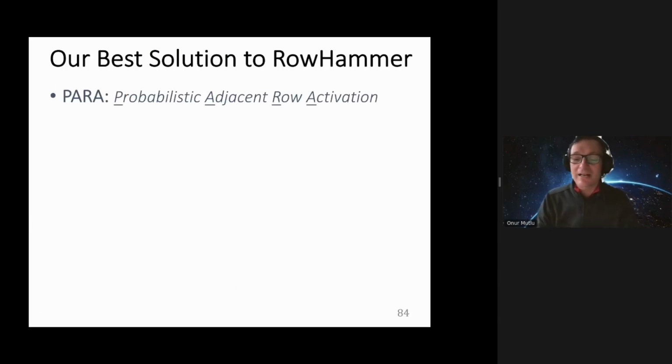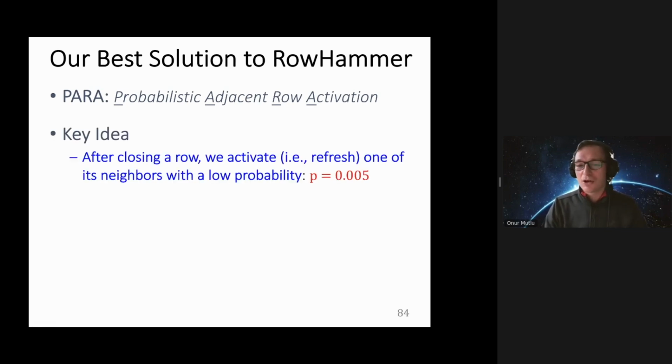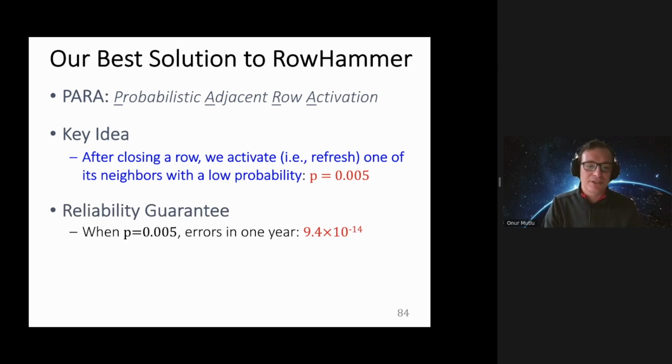So let me talk about our best solution, at least at that time, to Rowhammer. And we call this probabilistic adjacent row activation. The idea is very, very simple. After closing a row, the memory controller activates one of its neighbors or both of its neighbors with very, very low probability, small probability like this. And you can change the probability based on your paranoia or based on what you know about the vulnerability of your DRAM chips. And we show that you get a great reliability guarantee that's much better than any other component in the system if you fix this probability to a reasonable level, as you can see.